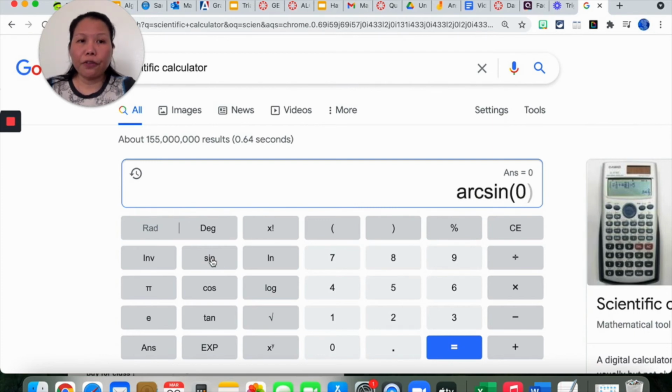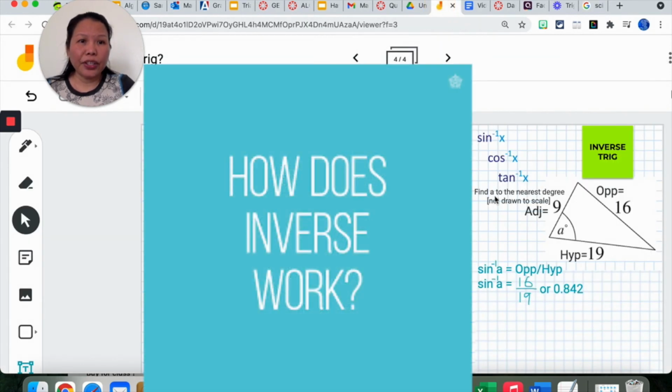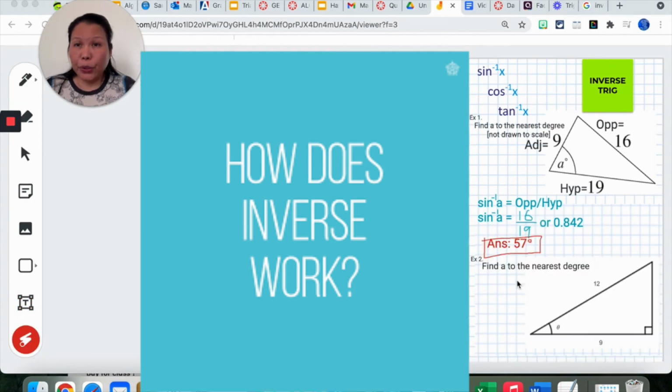And we are looking for 0.842. Close the parenthesis, hit enter. 57 degrees, and we don't need the 0.351 because it says right here to find to the nearest degree, so we don't need any decimals behind it. 57 is our final answer. We can go ahead and box or circle these answers.